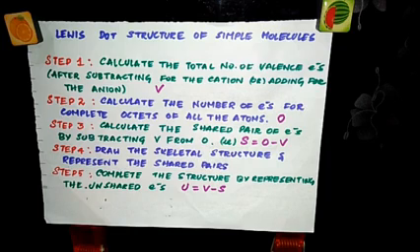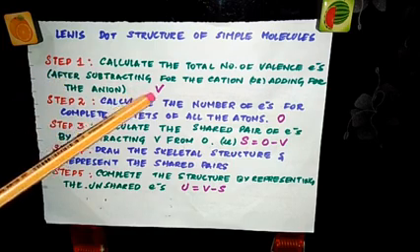In the first step, you have to calculate the total number of valence electrons. If the given species is an ion, if it is a cation, then you have to subtract the charge of the cation from the total valence electrons. If the given species is an anion, you have to add the charge on the anion to the total number of valence electrons. Let's take the valence electrons as capital V.